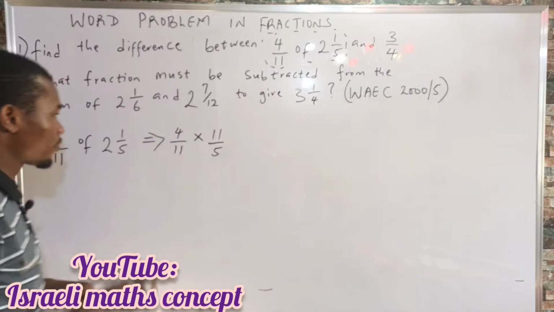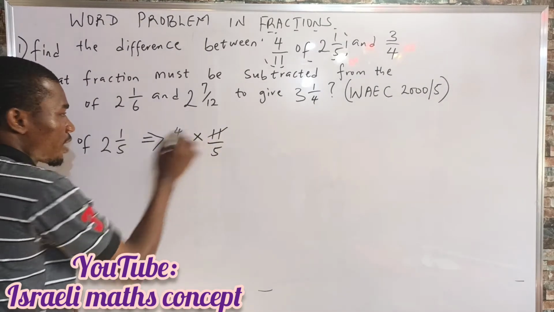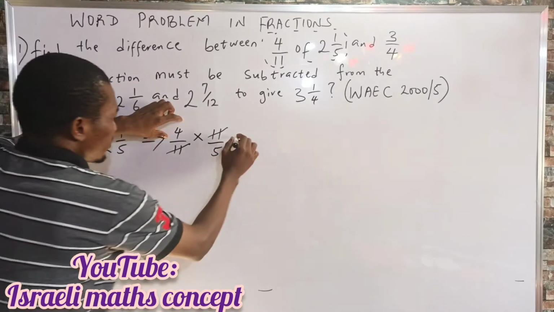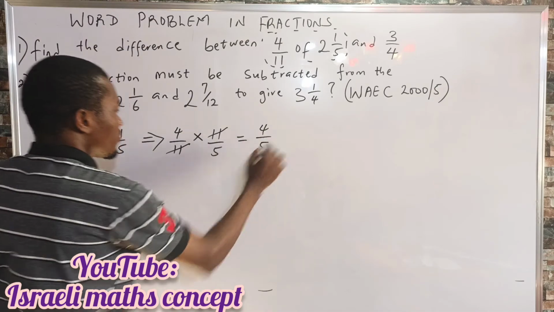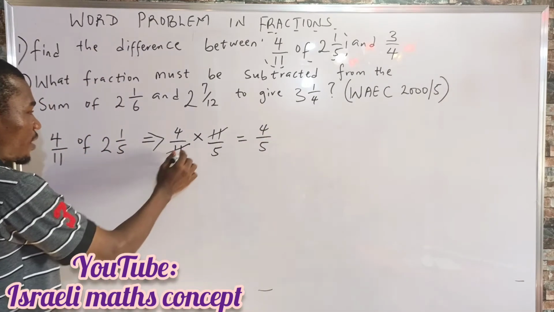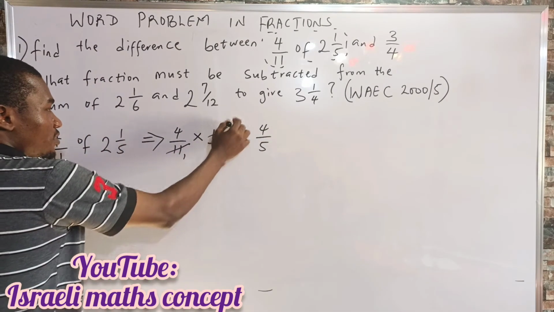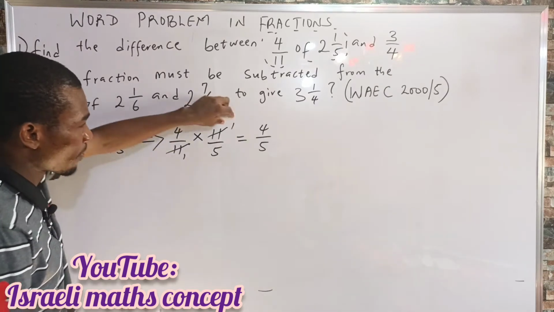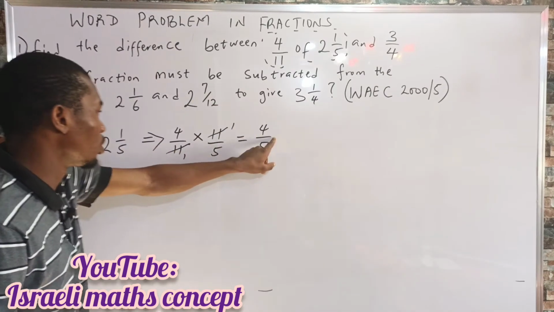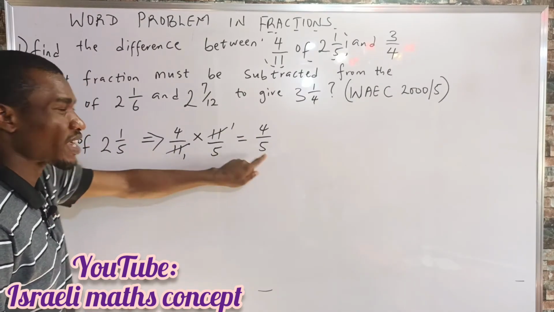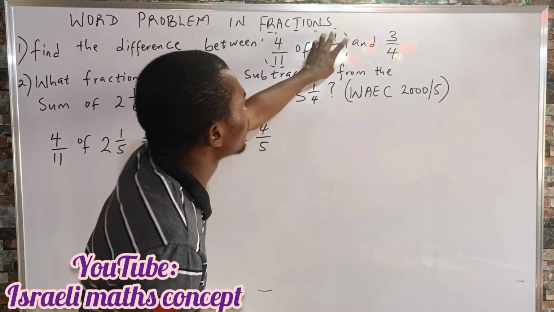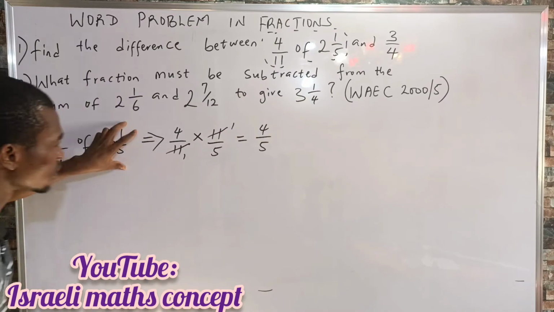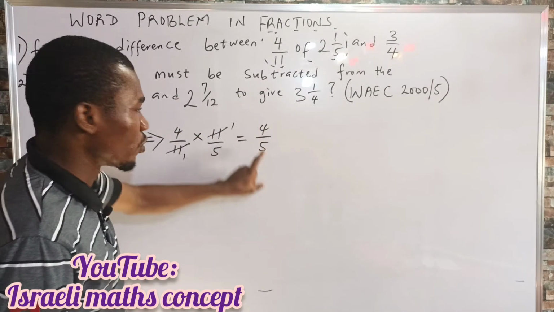But you can see obviously that 11 can cancel out the 11 here. And then we have 4 and 5. That is 4 divided by 5. Because 11 divided by 11 is 1. 4 multiplied by 1 is 4, all over 1 multiplied by 5 is 5. So basically, 4/11 of 2 whole number 1/5, we've solved it and we've gotten 4/5.